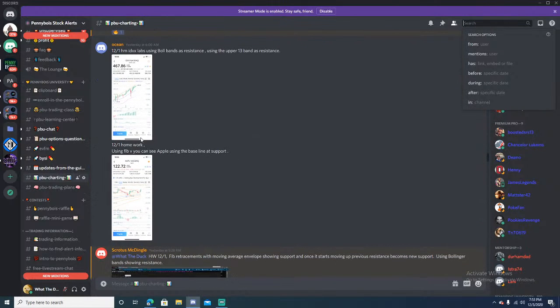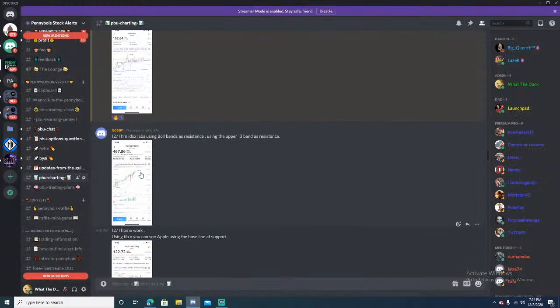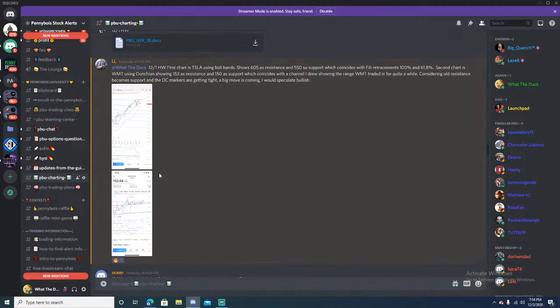So Ocean here had the Bollinger Bands as a resistance, using the upper 13 bands as resistance, and using the fib, you can see Apple using the baseline as support. So what they meant here is the baseline is that blue line, just using that as a support, which is really nice. So you might be able to, next time it comes down, that might be a good buy signal because it's been holding support. It means that maybe you buy here and it'll come back up like it's been doing, bouncing between those channels, that top one and the baseline, the blue one. So that's really good. Ocean.